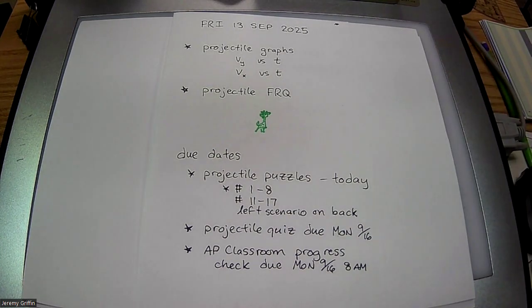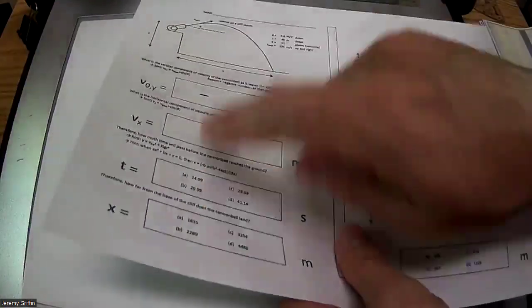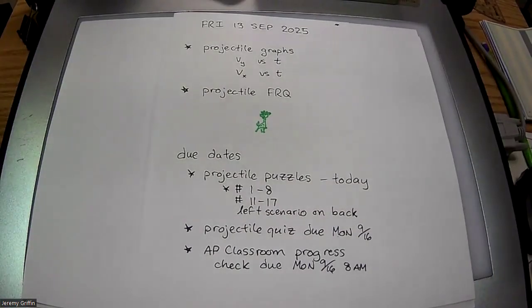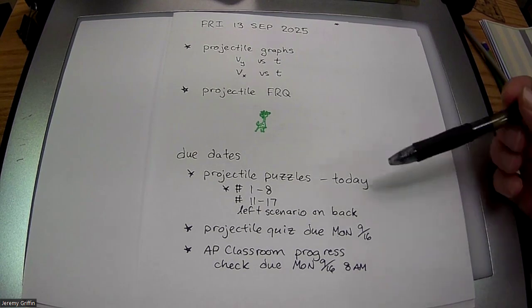A bunch of you guys just turned in these projectile puzzles. Remember, the ones I'm scoring are number 1 through 8 on the left, number 11 through 17 on the right, and then on the back side, just the left side scenario. So we've gone over a bunch of that in class the last few days, and I'll be grading those over the weekend.